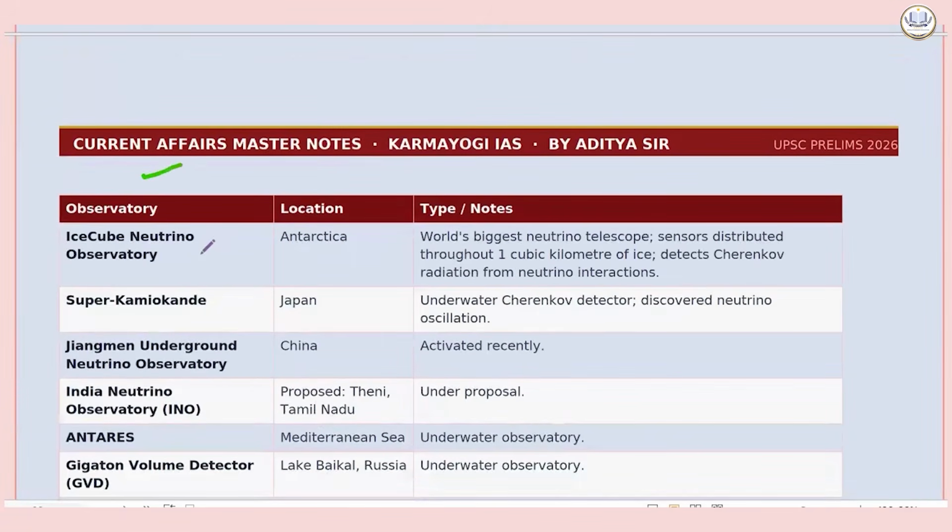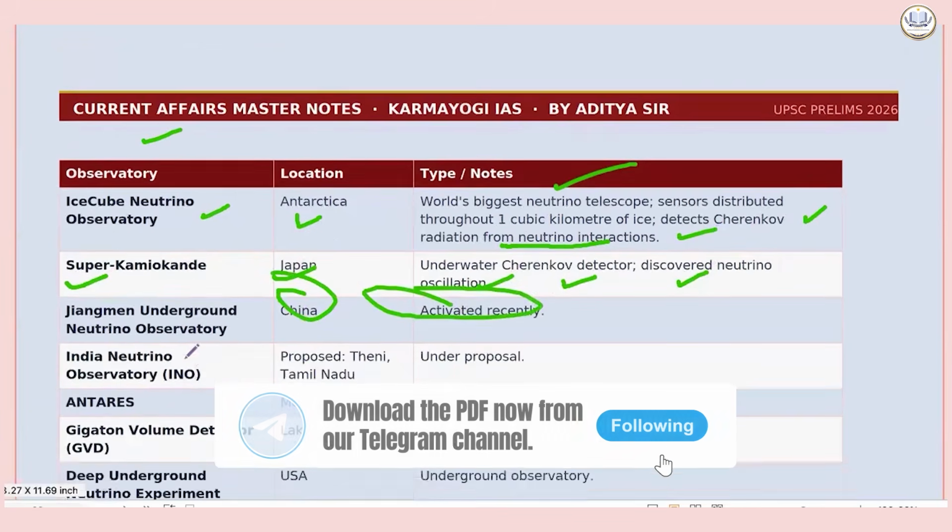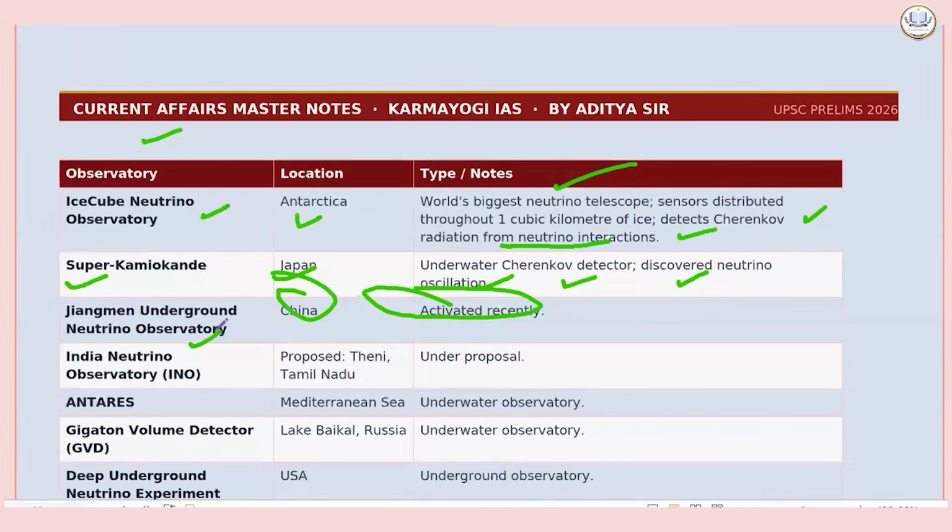The observatories: the IceCube Neutrino Observatory is in Antarctica. That is the world's biggest neutrino telescope. Sensors distributed through 1 cubic kilometer of ice detect Cherenkov radiation from neutrino interactions. Then we have Super Kamiokande in Japan. That is an underwater Cherenkov detector that discovered neutrino oscillation. Then we have the Jiangmen Underground Neutrino Observatory in China. It has been activated recently. We have the India Neutrino Observatory, proposed in Theni, Tamil Nadu, under proposal.